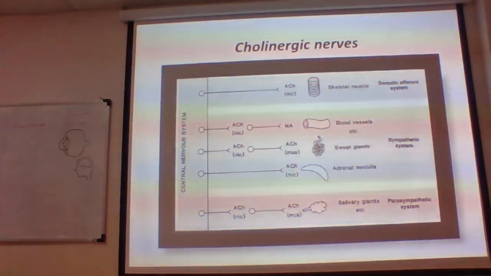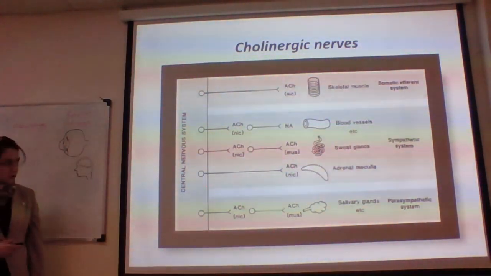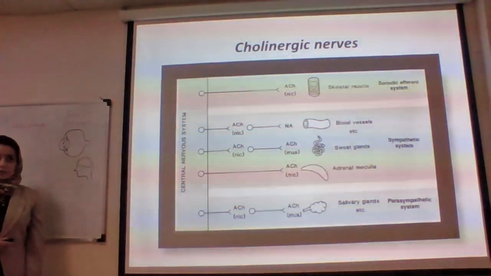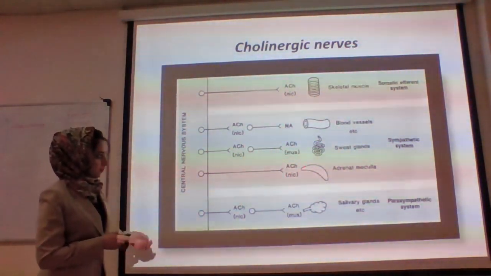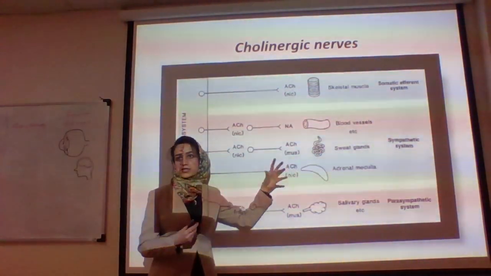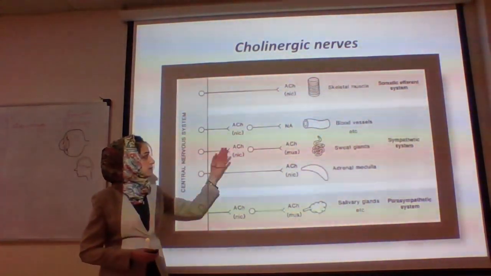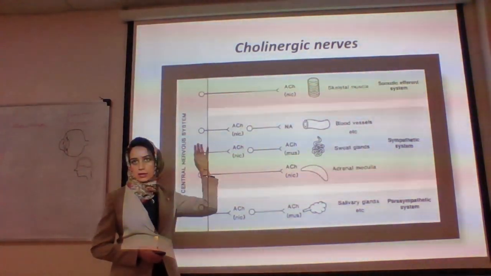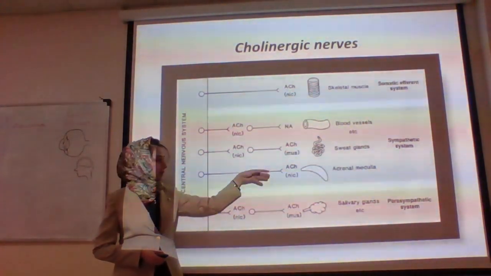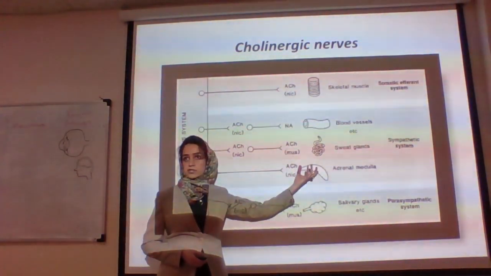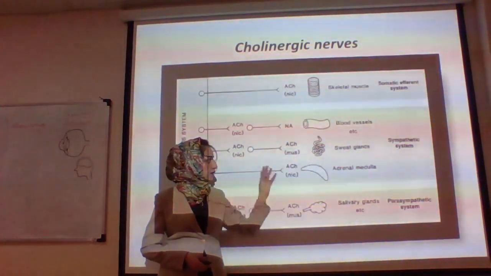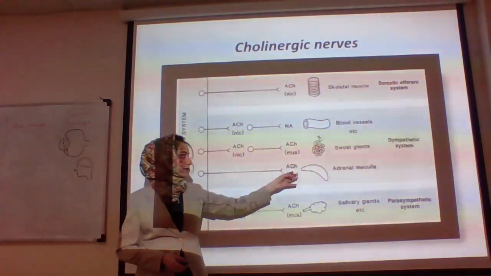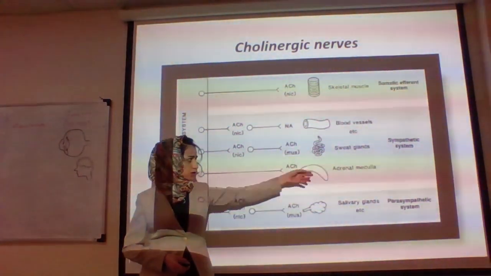Do you remember we also have acetylcholine released by the cholinergic neuron on the adrenal medulla? In the adrenal medulla we also have a cholinergic nerve. Why? Because the adrenal medulla is a modified ganglion, which became modified to become the adrenal medulla. That's why it also has a cholinergic nerve and releases acetylcholine to the chromaffin cell.